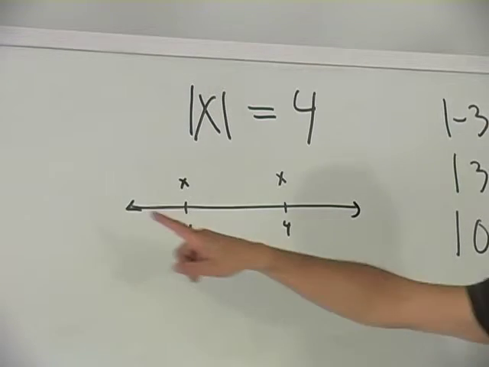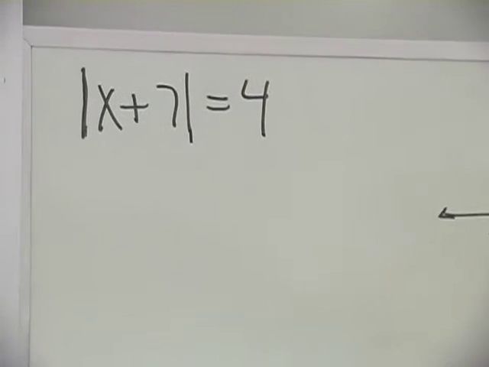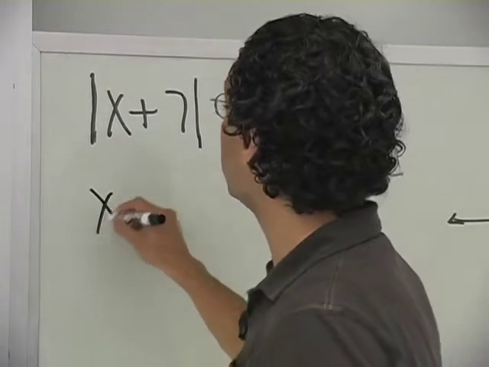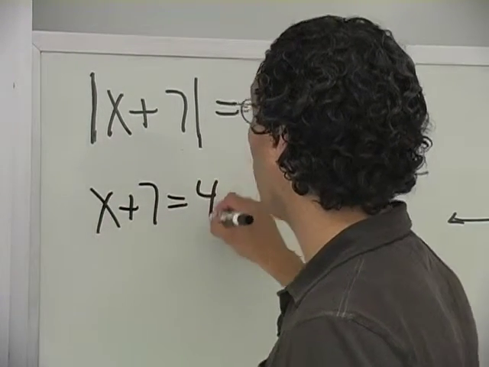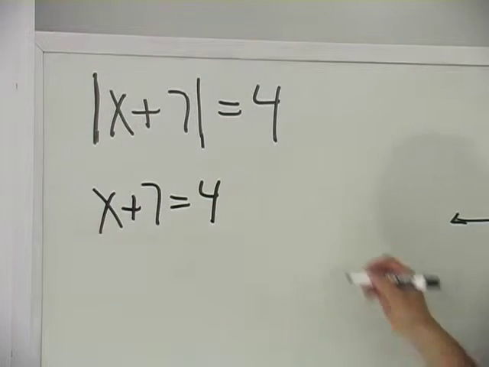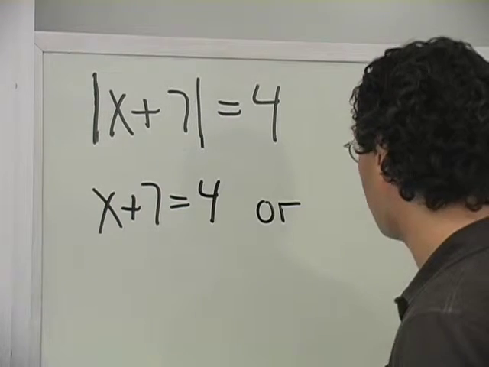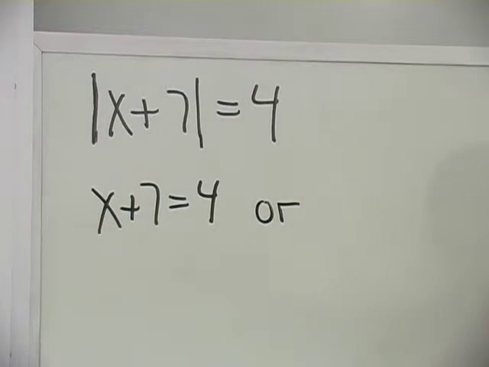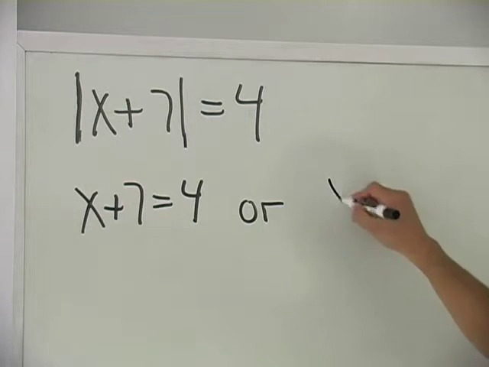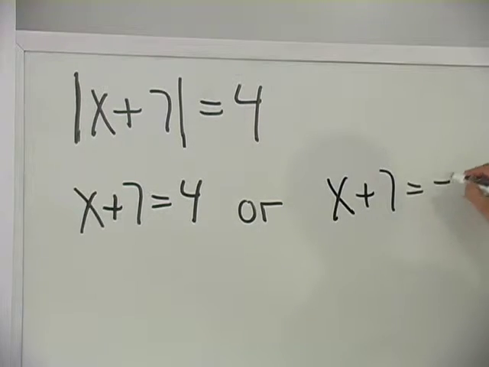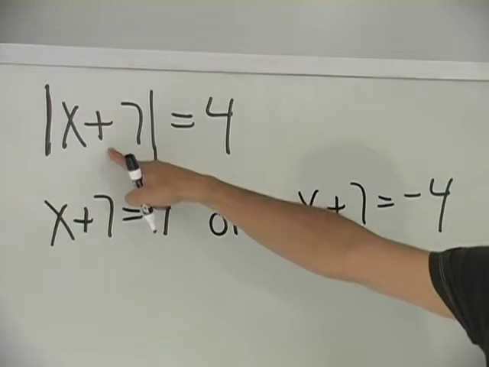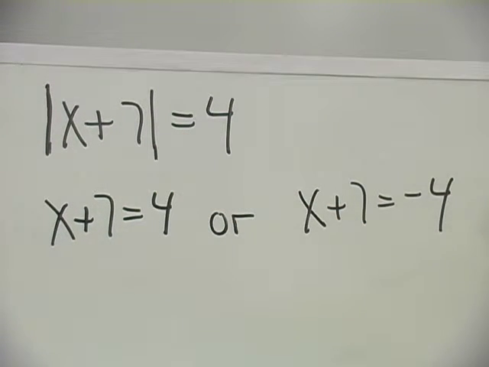How come? Because over here, if we want to know what makes this true, well, there are two possibilities. x plus 7 could equal 4. That's one possibility. Or the other possibility is that x plus 7 could equal negative 4, because then when we took its absolute value, it'll give us 4.